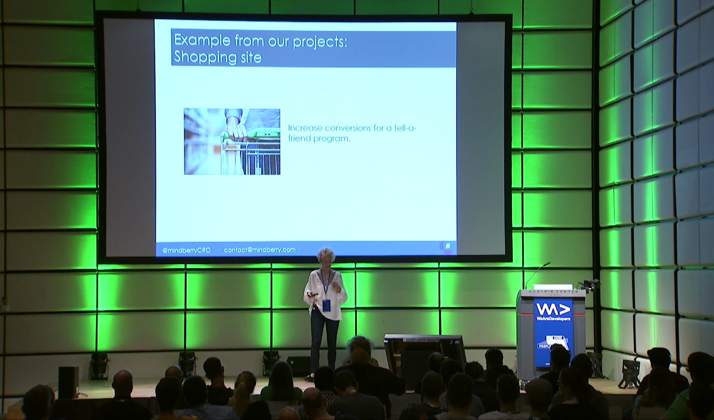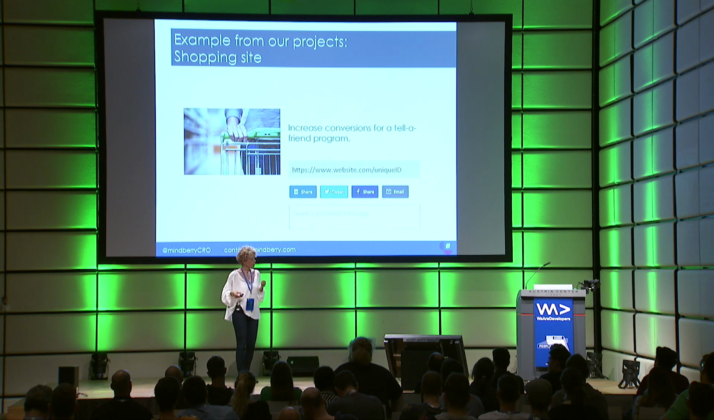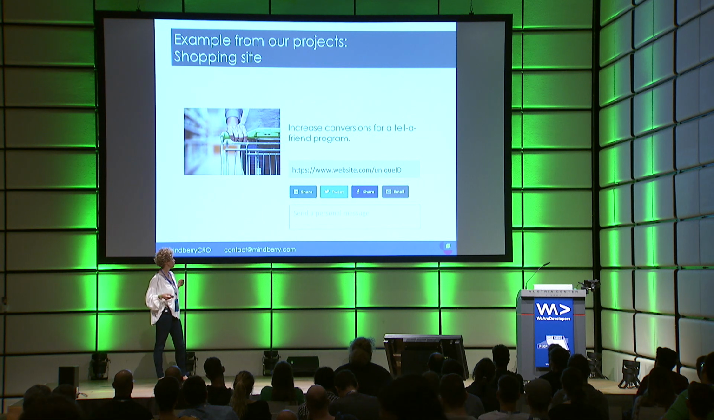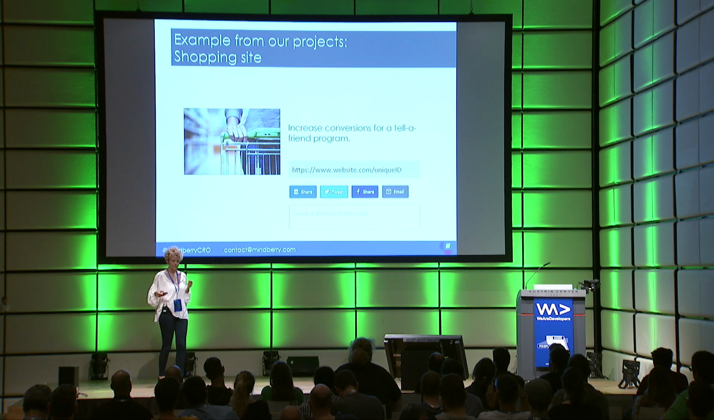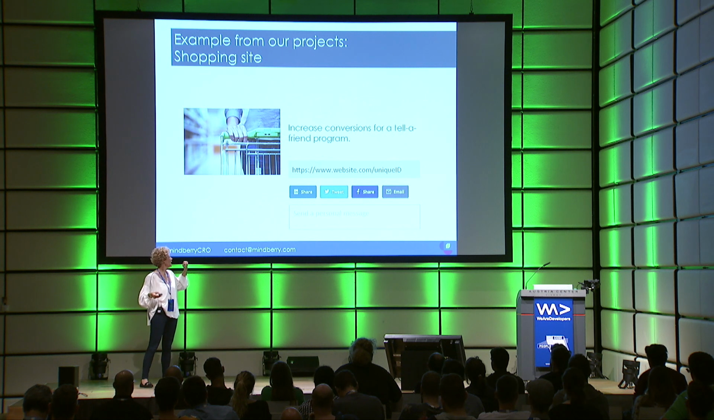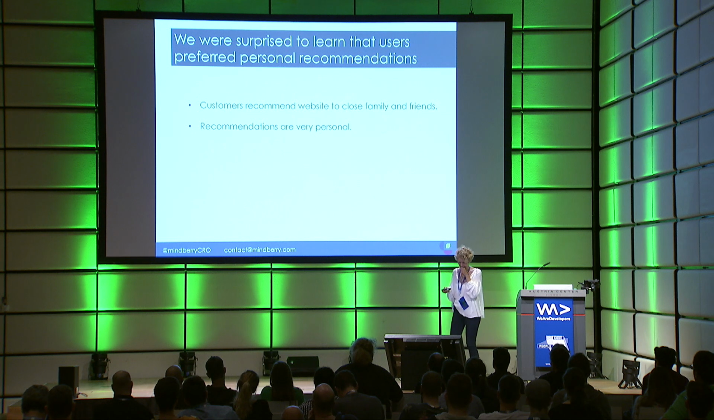We worked on a shopping site some time back to increase conversions for the Tell a Friend program. They had different options for their customers to recommend the site to families and friends. When we started with that project, there was no tracking on those links or anything, and the client and we thought that the social sharing options would be those that we would be working on for the next 6 months. But it wasn't. We were super surprised, all of us, when we did the user research, and customers told us.